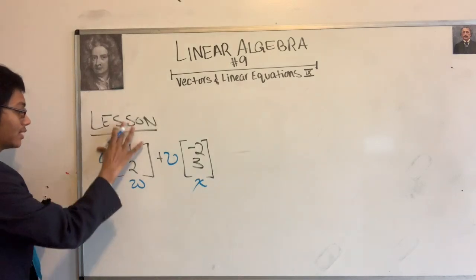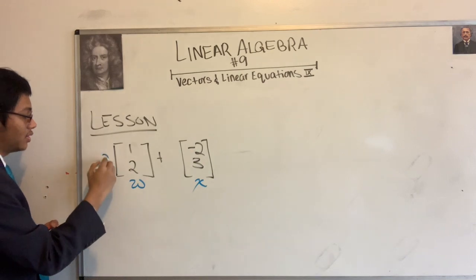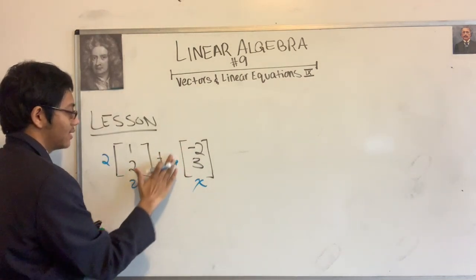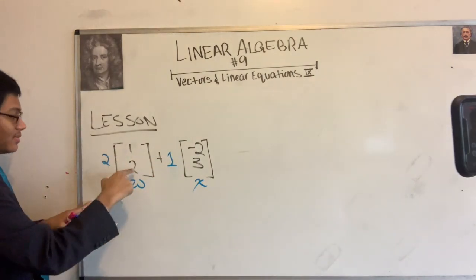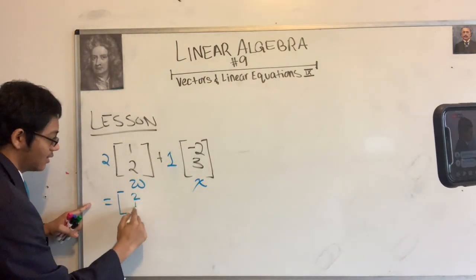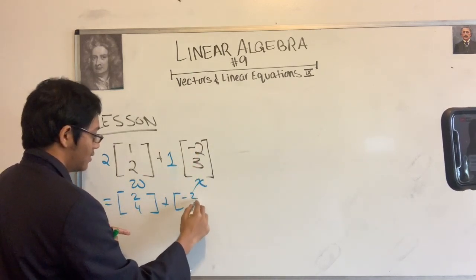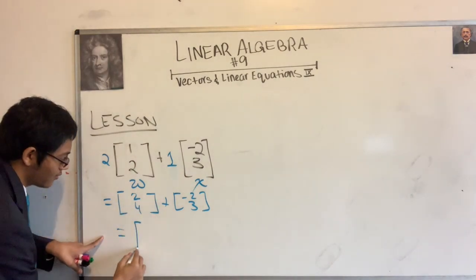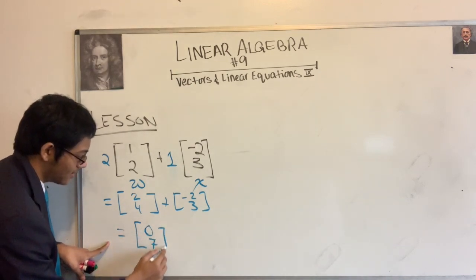Let's start off with actual numbers instead of variables. So 2 and 1. I want to choose smaller numbers. So 2 times this vector gives me 2, 4. And 1 times this gives -2, 3. And what is this if you add these up? 0, 7. Yes, 0, 7, exactly right.